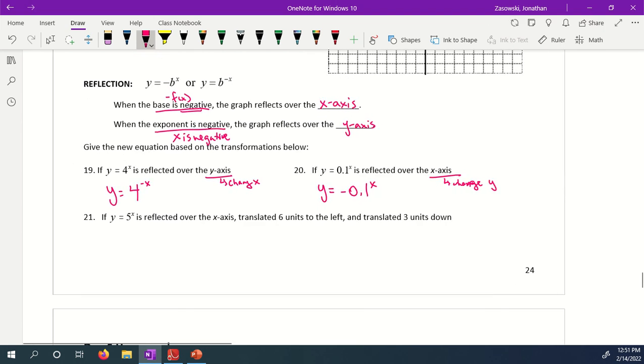Okay, big one. Let's try this one on your own. All right, reflect over the x-axis. So remember, we're going to change the y. All right. So we're going to negate the y. 6 units to the left, right? That's opposite side to the x, and 3 units down, we're going to subtract 3 from the y. So it's y equals negative the whole thing, 5, left 6, so we really want to add 6 to the x, and then down 3, subtract 3 from the whole thing. And there's our function.